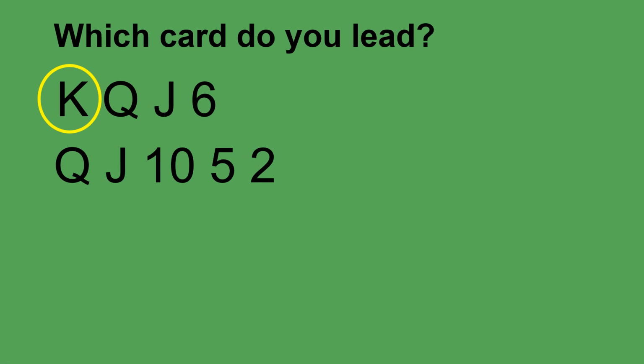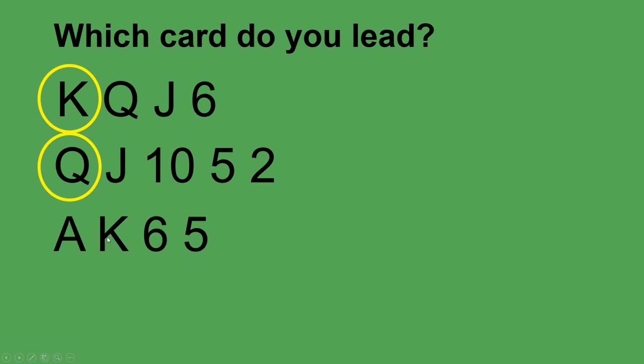I hope you decided that you were going to lead the queen. It is the top of a sequence, queen, jack, 10. When you lead the queen, you are giving your partner information. You are saying, I do not have the king, because if I had the king I would have led it, but I do have the jack and maybe even the 10. Which card would you lead from this suit?